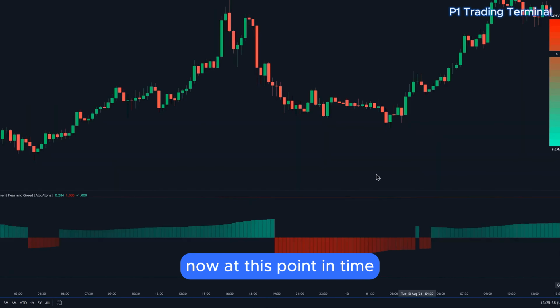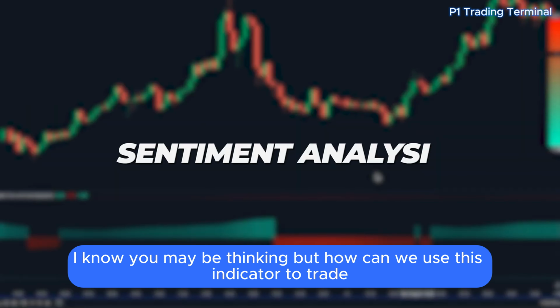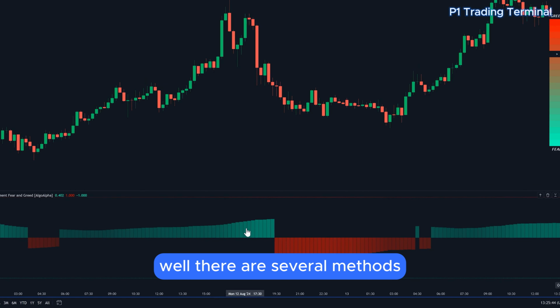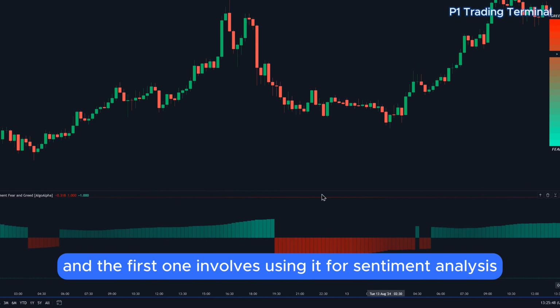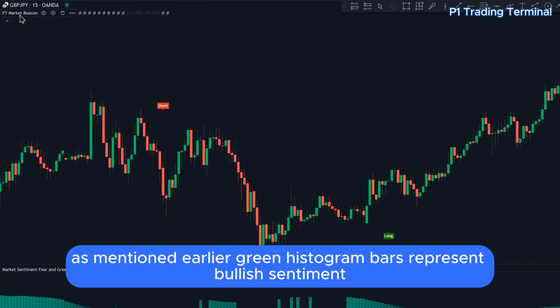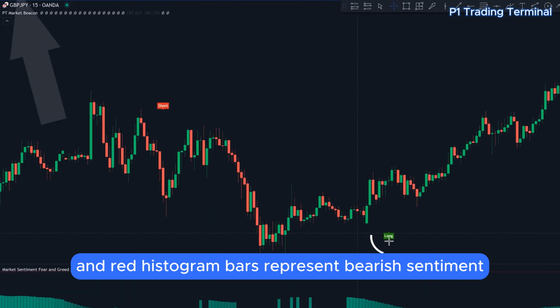Now at this point in time, I know you may be thinking, but how can we use this indicator to trade well? There are several methods, and the first one involves using it for sentiment analysis, as mentioned earlier. Green histogram bars represent bullish sentiment, and red histogram bars represent bearish sentiment.